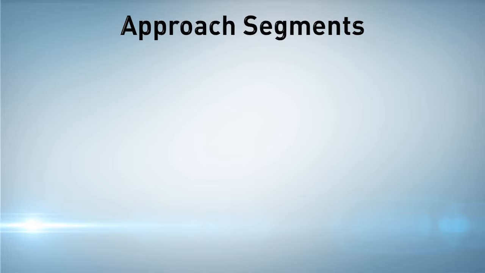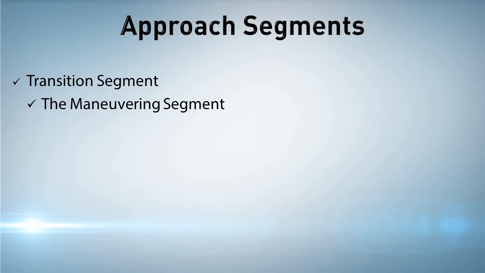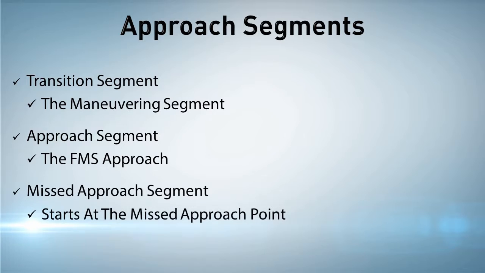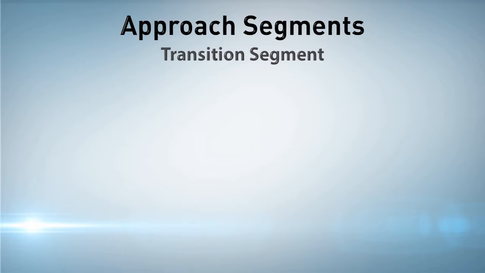For the purpose of FMS operations, Jeppesen will take a normal approach chart and identify up to 3 segments: the transition, the approach, and the missed approach. The transition segment is the maneuvering segment. It allows the FMS to navigate the aircraft through a series of legs or procedures to align the aircraft with the final approach. The transition segment may be edited as necessary, and the remainder will be unaffected.